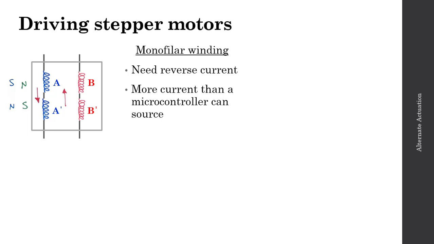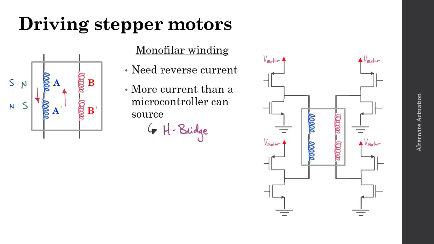Because of these two requirements, a typical way of driving a stepper motor is to incorporate an H-bridge circuit. Now, we'll need a full H-bridge to drive each phase of the stepper motor, and this gives rise to the notion that the control circuitry for a stepper motor is typically much more complex than a basic DC motor.